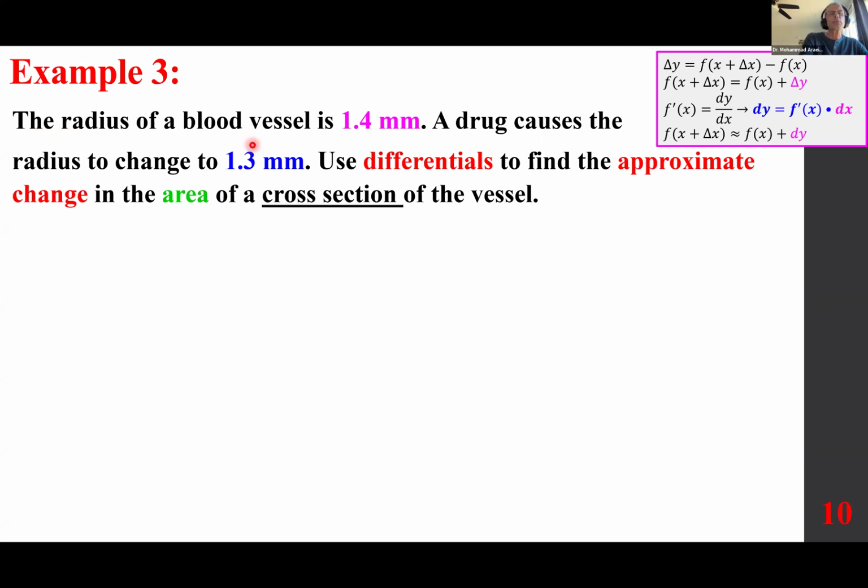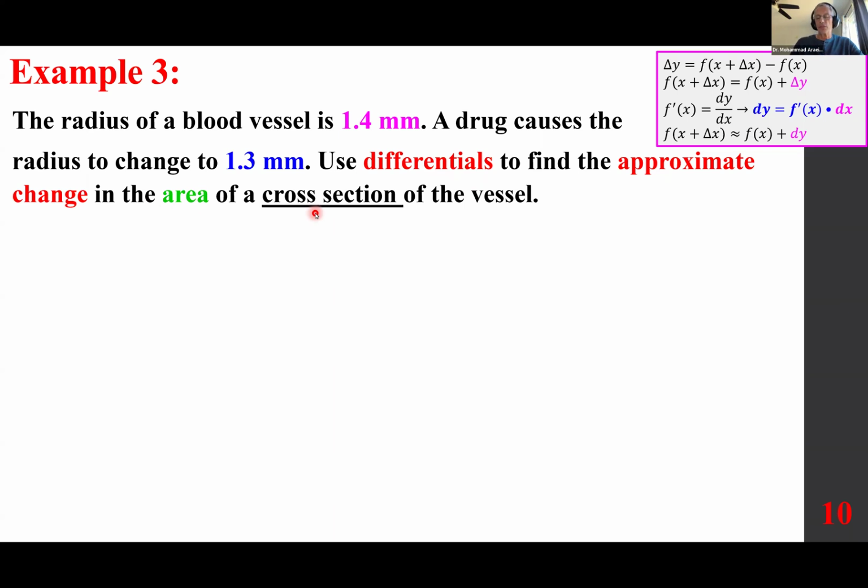Example 3, the radius of a blood vessel is 1.4 millimeters. A drug causes the radius to change to 1.3 millimeters. Use differentials to find the approximate change in the area of a cross-section of the vessel. This is a word problem, an application problem.